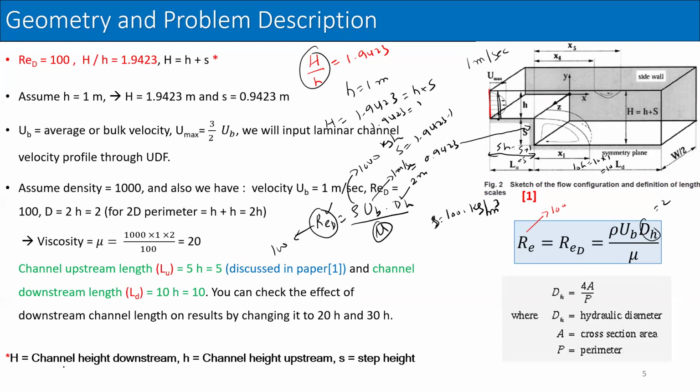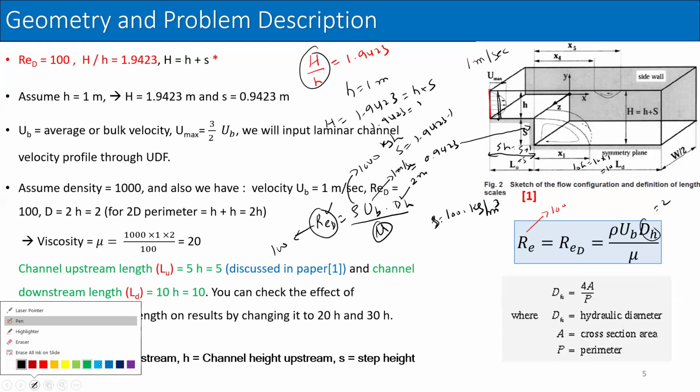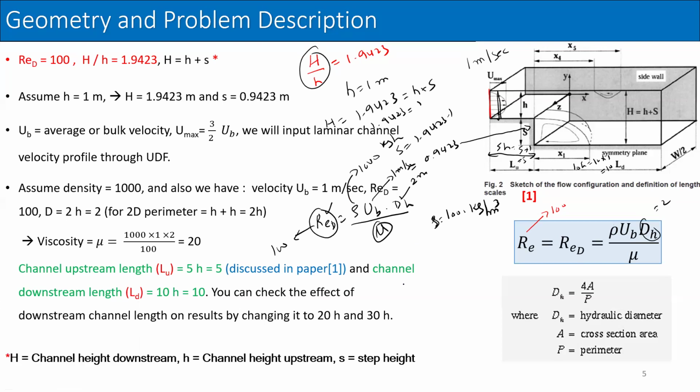So I can now solve for the viscosity. Viscosity becomes rho ub dh divided by the Reynolds number. So put these values: 1,000 into 1 into 2 divided by 100. What we get is the viscosity as 20 Pascal second. And the units are also kilogram per meter second.